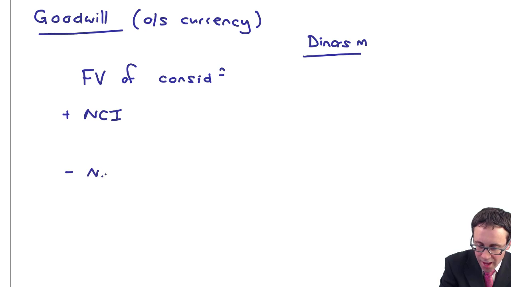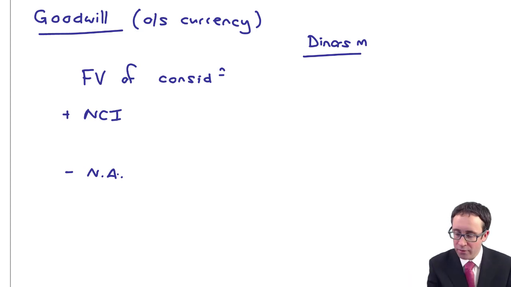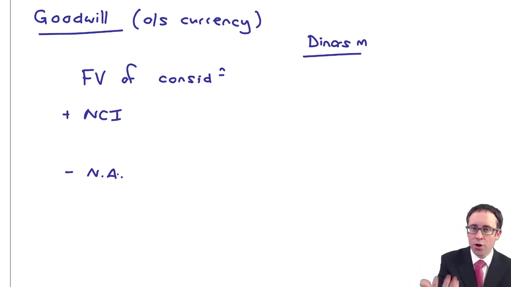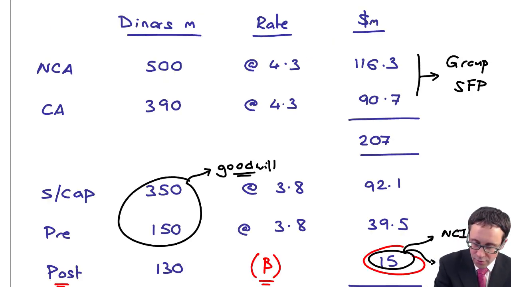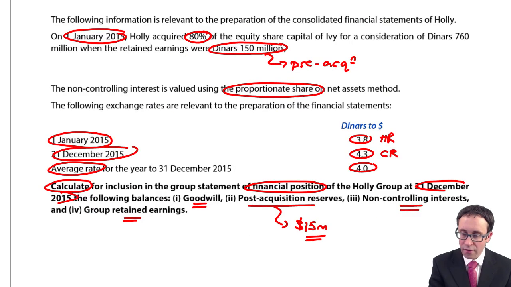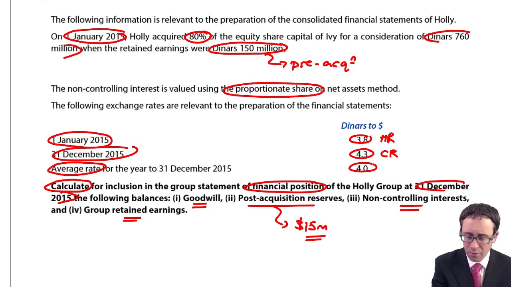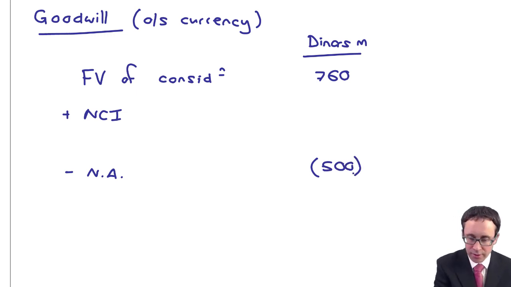We then need to go through there and deduct your net assets at acquisition. And those net assets at acquisition, where do they come from? It's magic, isn't it? It's from that new working that we worked out before, wasn't it? So if we add 350 and the 150, does that give us 500? That will give us the net assets at acquisition. The fair value of the consideration is there as 760 million. So we've now got all the information that we need. We've got 760 million fair value of the consideration. The net assets are there at 500.